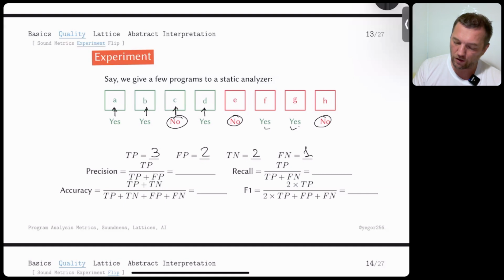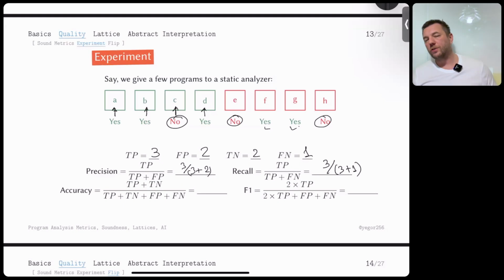So what is the precision of our analyzer? It's, I guess, 3 divided by 3 plus 2, which you can calculate yourself. Recall, in this case, is true positive, 3 divided by 3 plus 1. Accuracy, you can do it yourself when you have time. You get the idea, right?